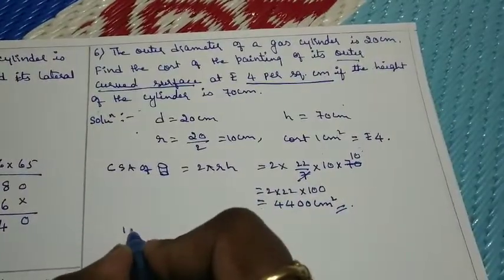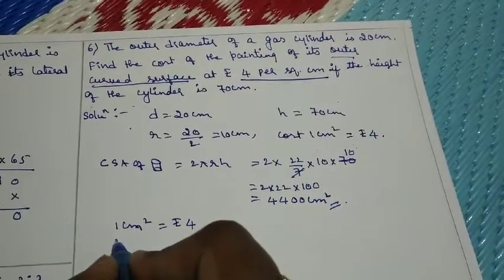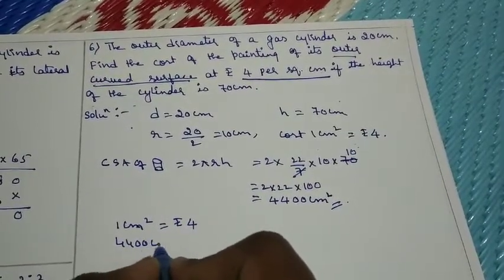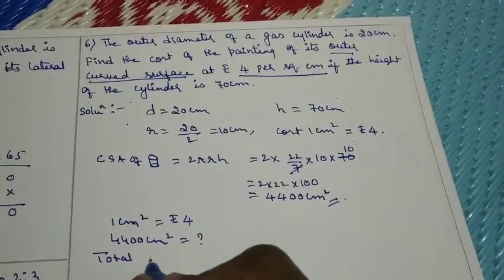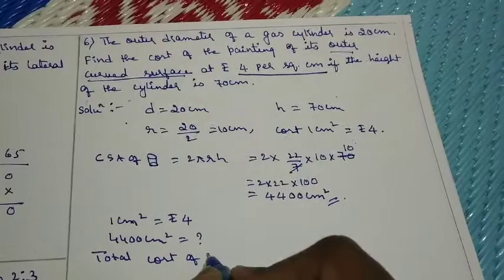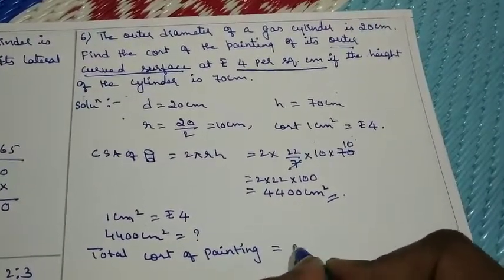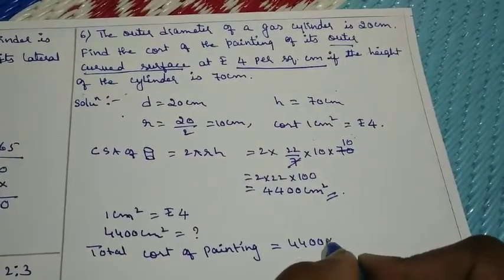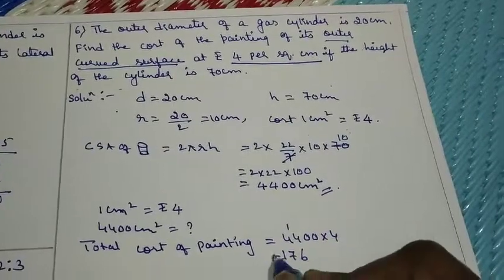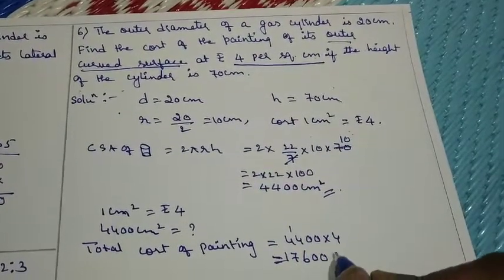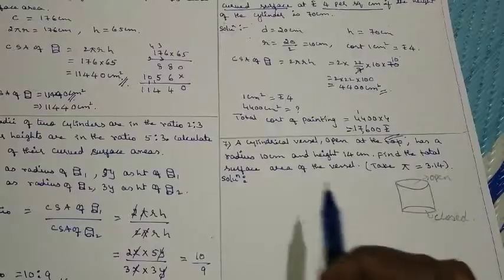So 1 centimeter square equal to rupees 4. Then for 4400 centimeter square equal to how much? Therefore, total cost of painting equal to 4400 into 4, that is 17,600 rupees. So this is the total cost, that is 17,600.